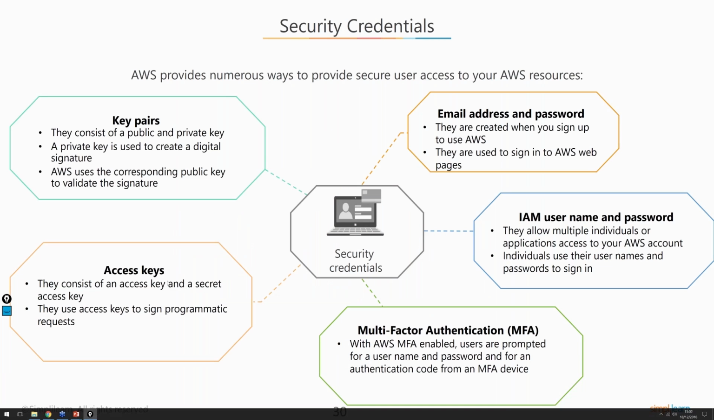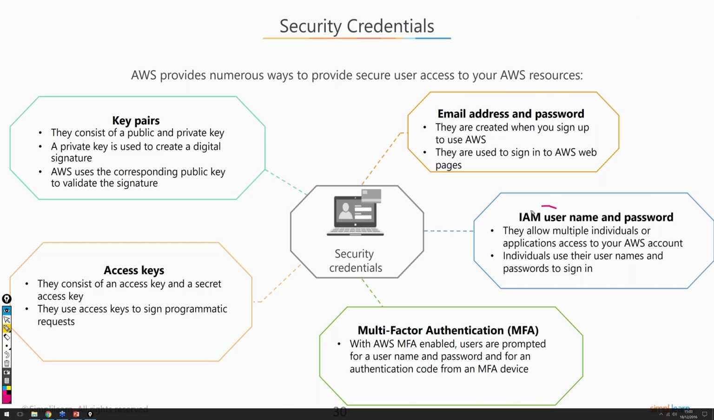So, security credentials. AWS provides numerous ways to provide secure user access to your AWS resources. So, what it is and what happens. Email address and password. They are created when you sign up to use AWS. They are used to sign in to AWS web pages. Basically, you will specify email address and the password, and you can use those two in order to access the console itself.